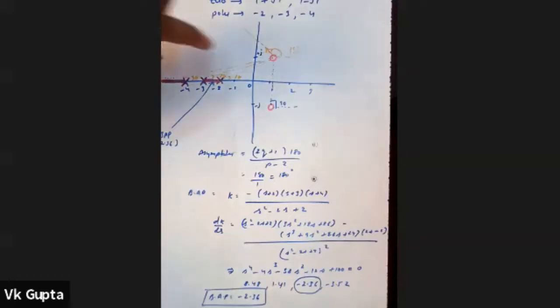Now, since it is crossing the intersection, we have to do RH. That is our last step. So step number 8, intersection of root locus with imaginary axis. So please let us complete the last step.